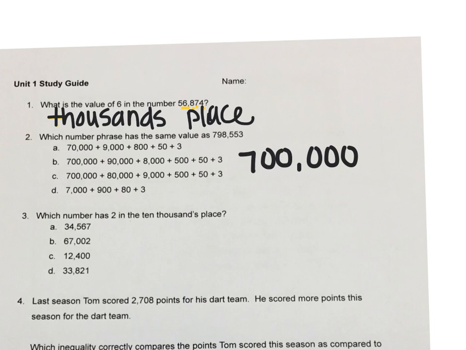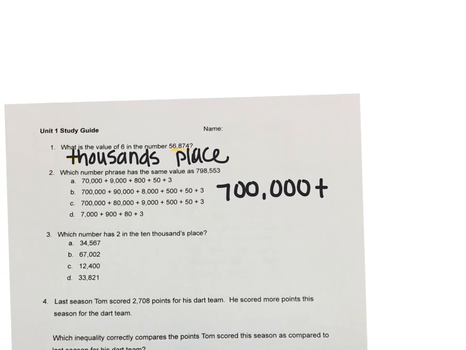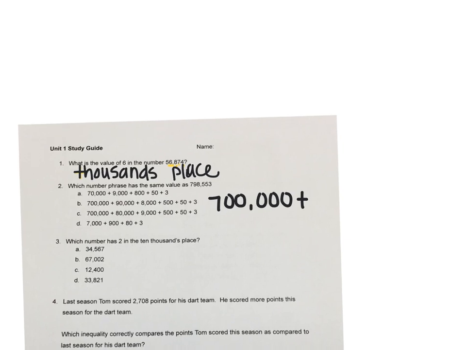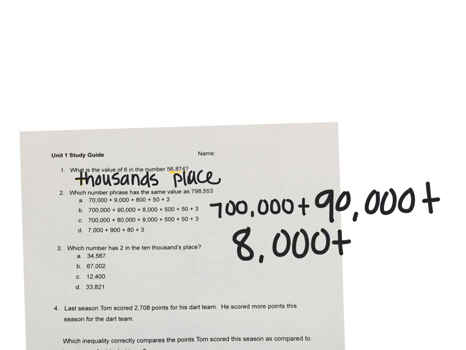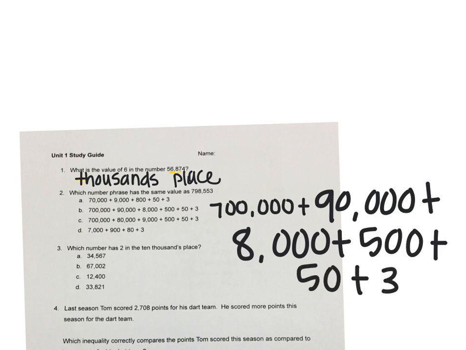So I would write 700,000 plus 90,000. Why is my pen not working? There we go. 90,000 plus 8,000 plus 500 plus 50 plus 3.